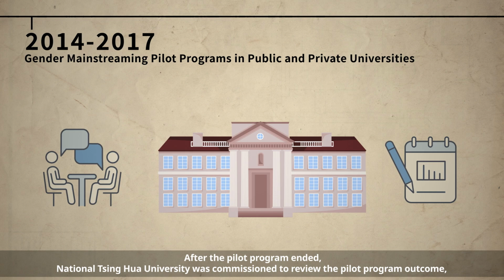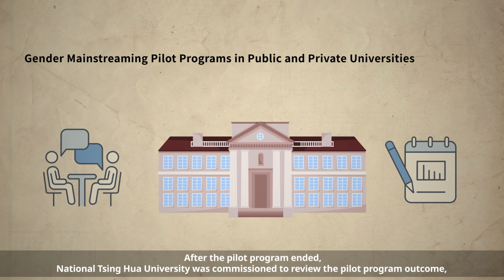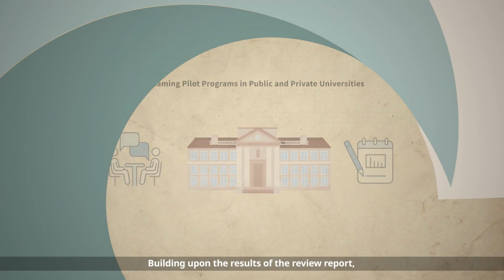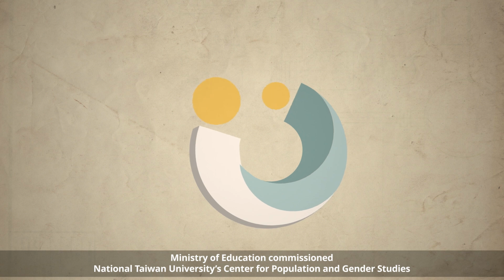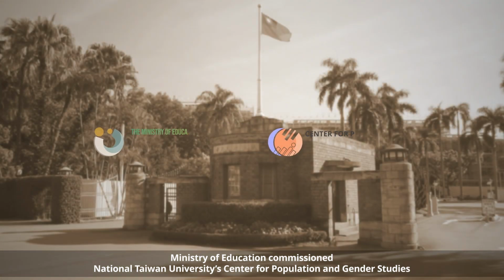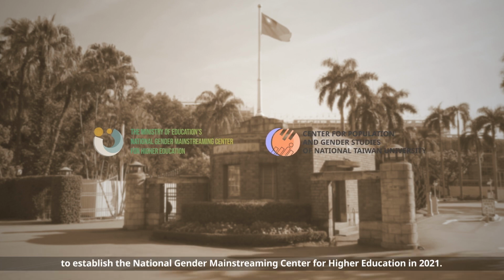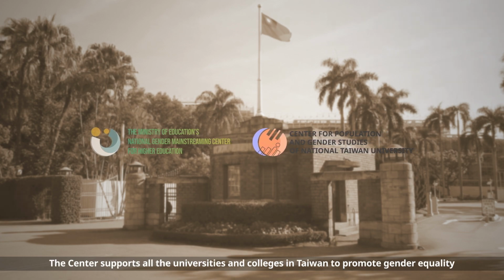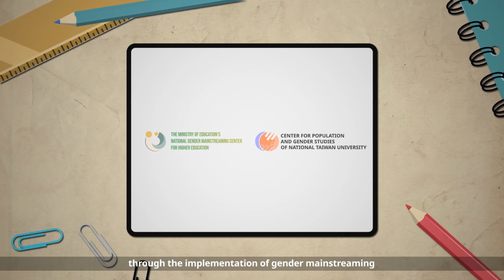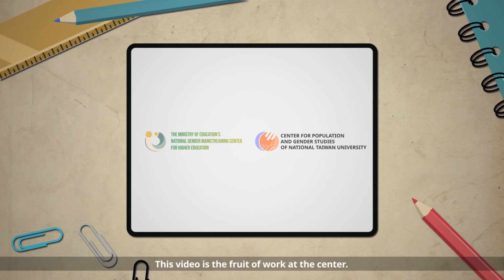After the pilot program ended, National Tsing Hua University was commissioned to review the pilot program outcome and to produce suggestions for future improvement. Building upon the results of the review report, the Ministry of Education commissioned the National Taiwan University Center for Population and Gender Studies to establish the National Gender Mainstreaming Center for Higher Education in 2021. The center supports all the universities and colleges in Taiwan to promote gender equality through the implementation of gender mainstreaming. This video is the fruit of work at the center.